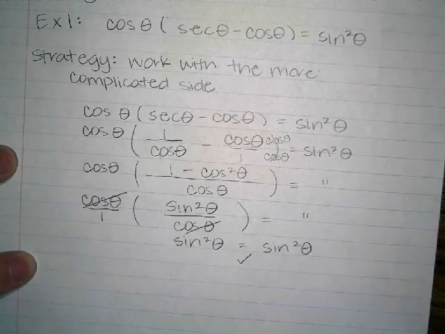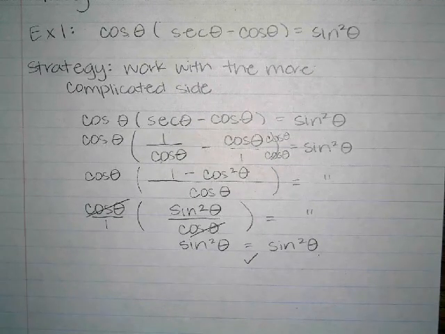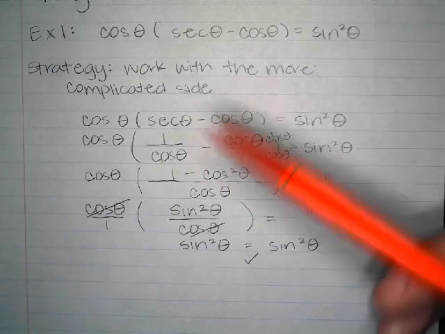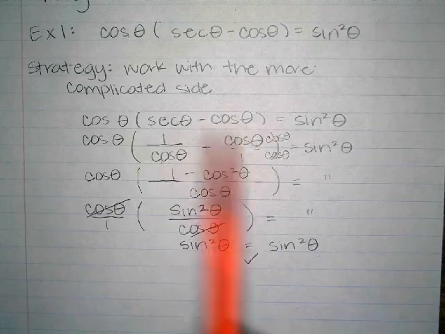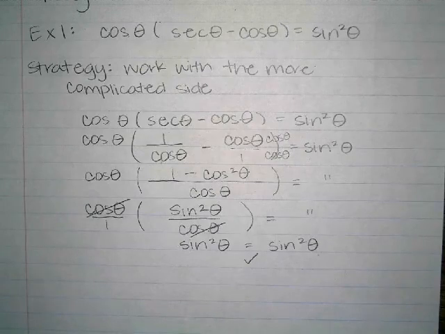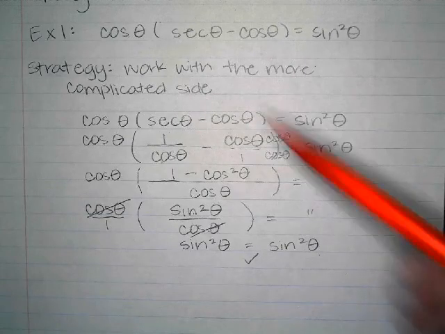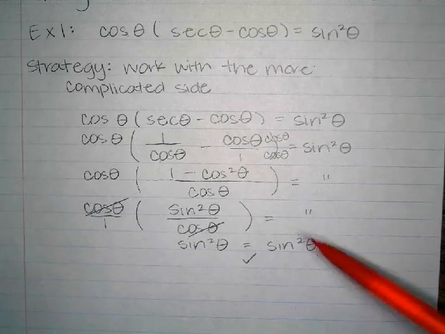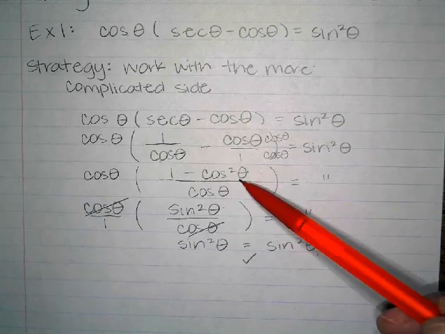Now, the strategy that we used is we worked with the more complicated side. The reason we use that strategy is because it is much easier to take something that is complicated and simplify it, make it less and less, than it is to take something that is simple and introduce exactly the right things to make it the right amount of complicated. How in the world was I going to know that sine squared needed to be over cos, and that it needed to become 1 minus cos squared, and that I then needed to split those apart and get rid of the denominator, and that this needed to become a secant? There is no way I was going to be able to see that from sine squared.